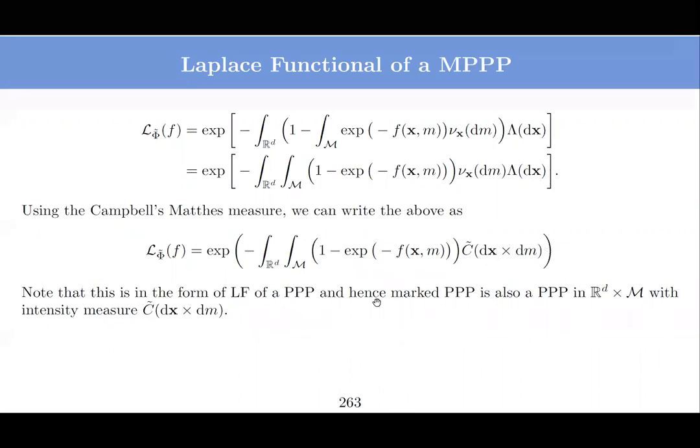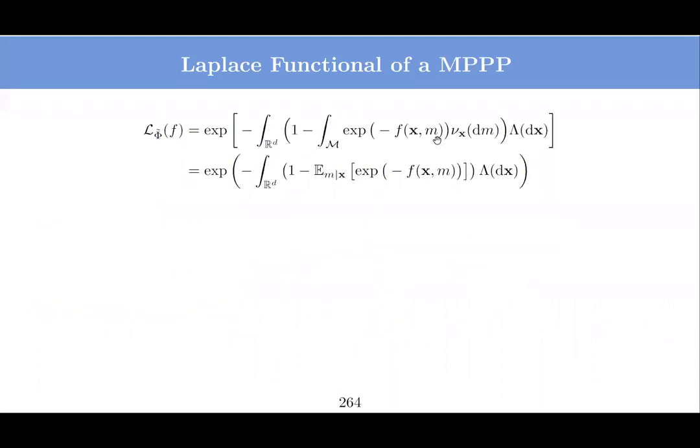So this is the Laplace functional of a Poisson process with this intensity measure. This just proves that the marked point process is nothing but a PPP with this modified intensity measure. It is also interesting to note a second form: instead of writing this, I can write it in terms of an expectation given x, and that is also used many times. Just note that this term is nothing but the expectation of exponential of minus f(x, m) with respect to the mark distribution given x. This is the Palm distribution of the mark.